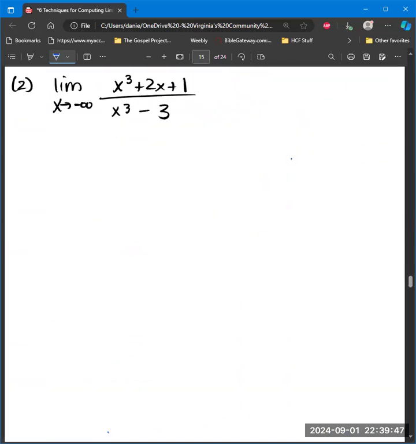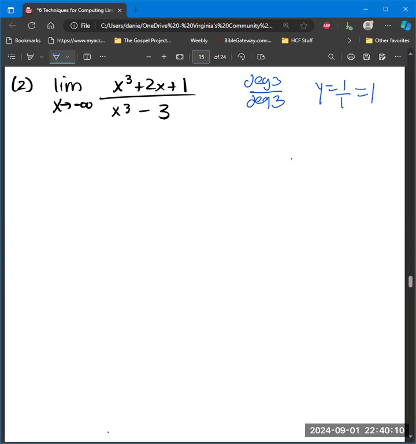All right, let's find the limit of x cubed plus 2x plus 1 over x cubed minus 3. We can use our theorem to tell us that we have a degree of 3 in the numerator and a degree 3 in the denominator. So we're going to look at the ratio of the leading coefficients. 1 over 1 is 1.